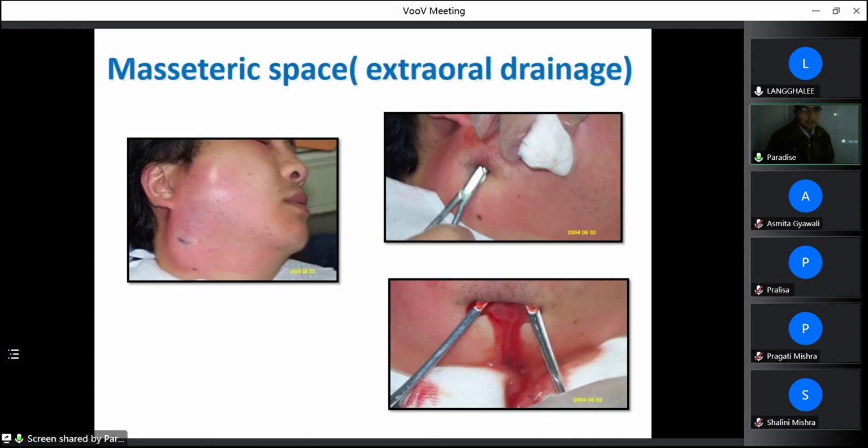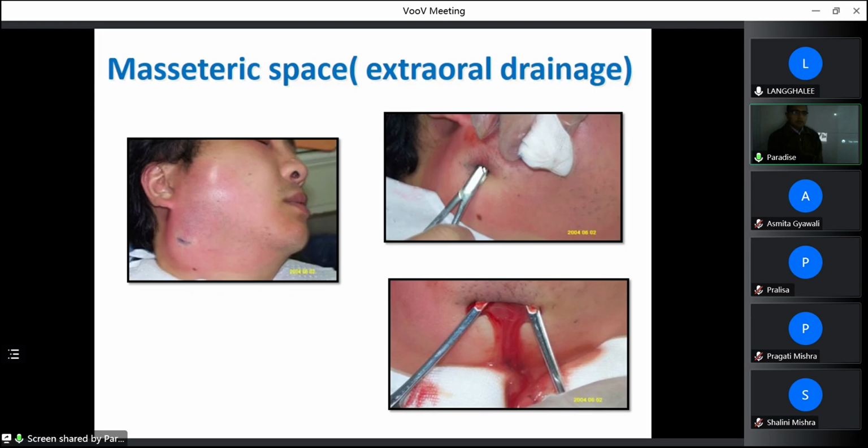And there is submasseteric space infection. If there is submasseteric space infection, then you have to give the incision at the lower border of the mandible. The most common incision given in the maxillofacial region is the submandibular incision. The benefit is that through the submandibular incision, you can reach the submandibular space as well as the submental space, buccal space, and submasseteric space. Sometimes, superiorly, you can reach up to the temporal spaces, the superficial temporal space. So most commonly we follow the submandibular approach.